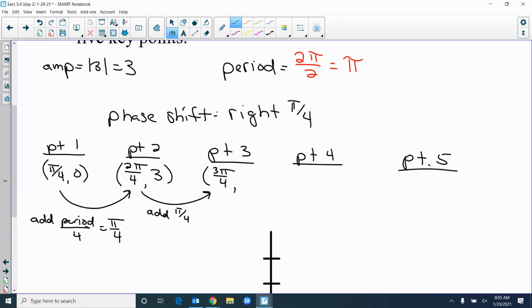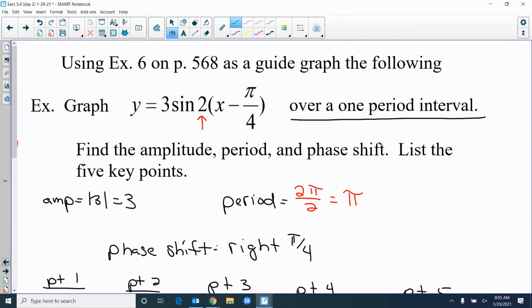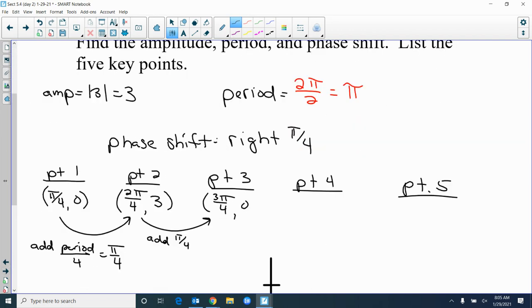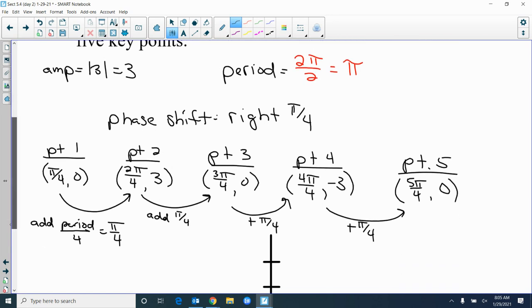And where does the next point go? It'll be at 0. 3 pi over 4, 0. Add pi over 4. I get 4 pi over 4, which is pi, negative 3. Add pi over 4, and then I get 5 pi over 4, 0. You have to graph those 5 points.